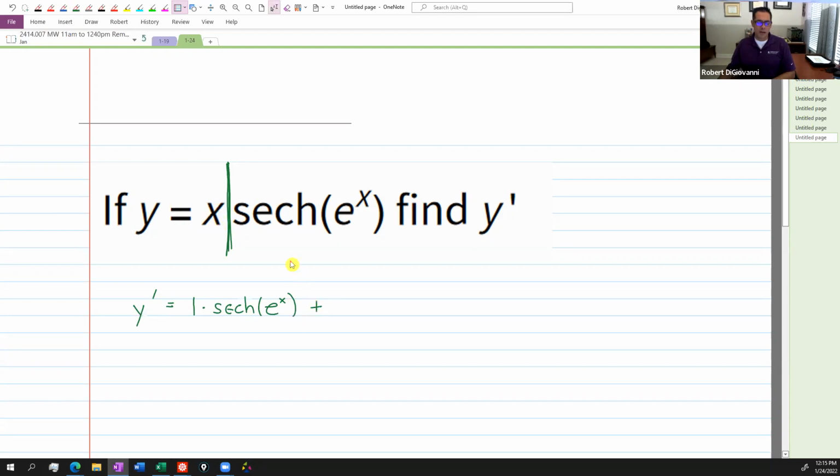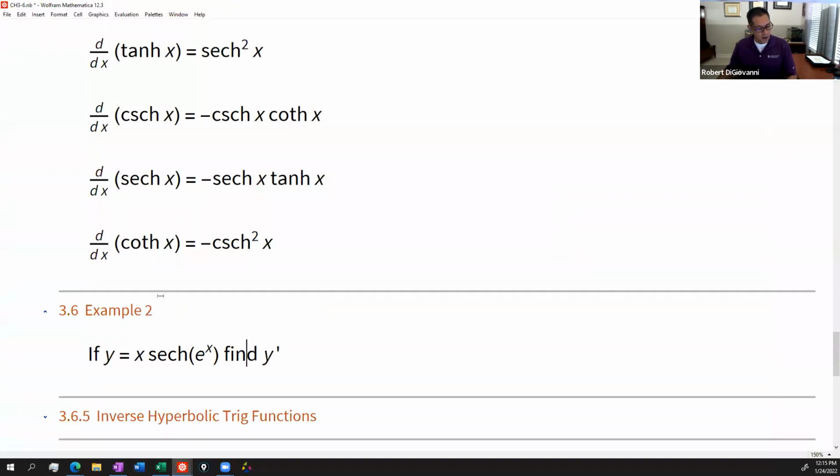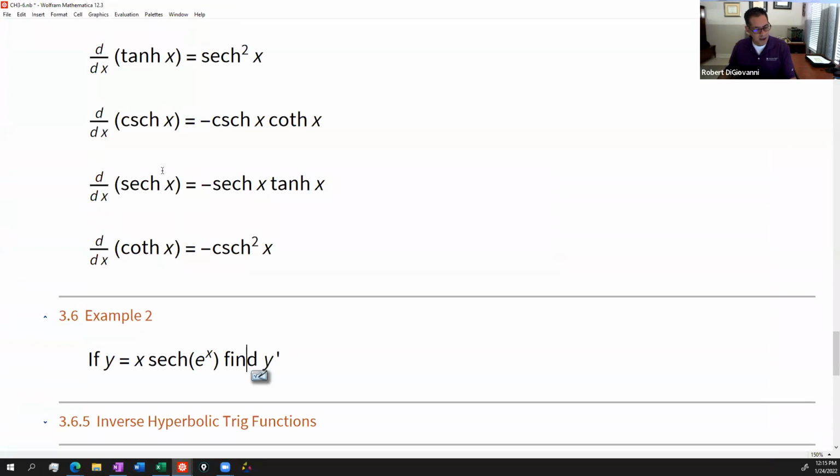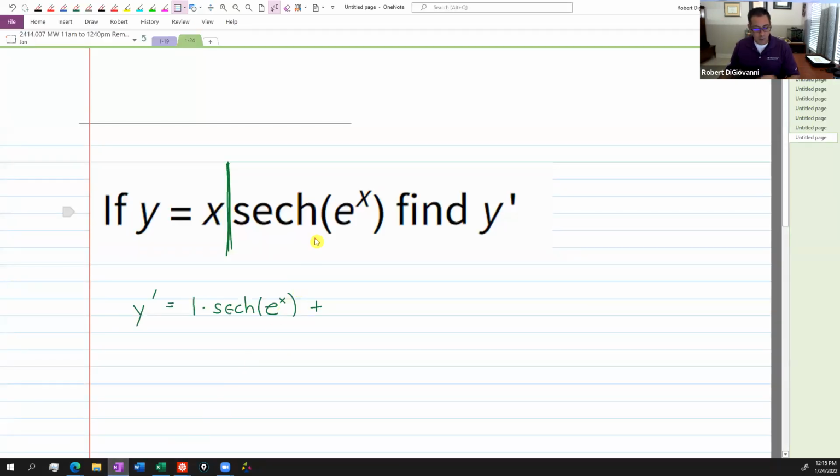Plus, and then now we need the derivative of this one. That you have to be a little careful with, because the derivative of secant hyperbolic of x is negative secant hyperbolic of x tangent hyperbolic of x, right? So for us, we don't have secant hyperbolic of x, we have secant hyperbolic of e to the x. So we're going to have some chain rule here.